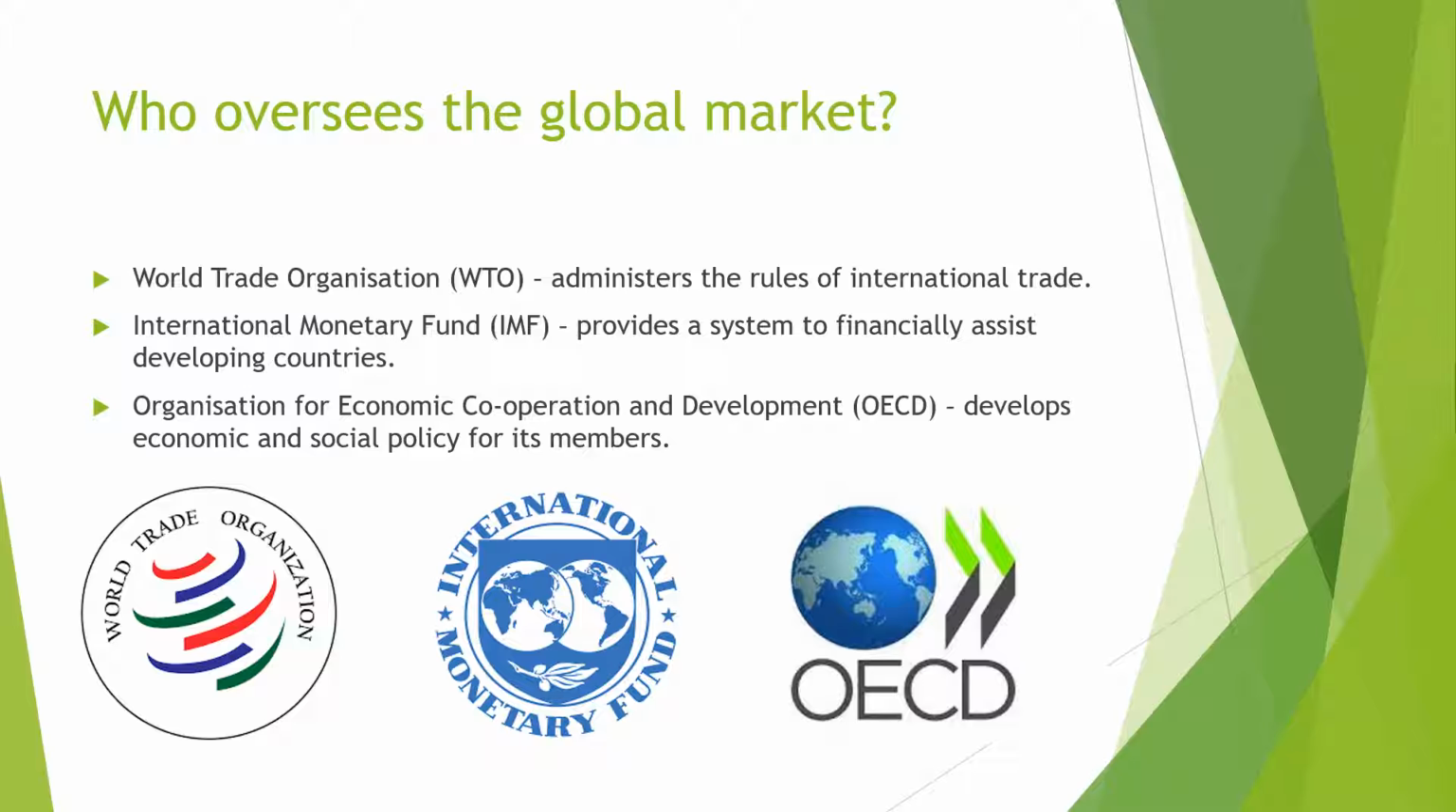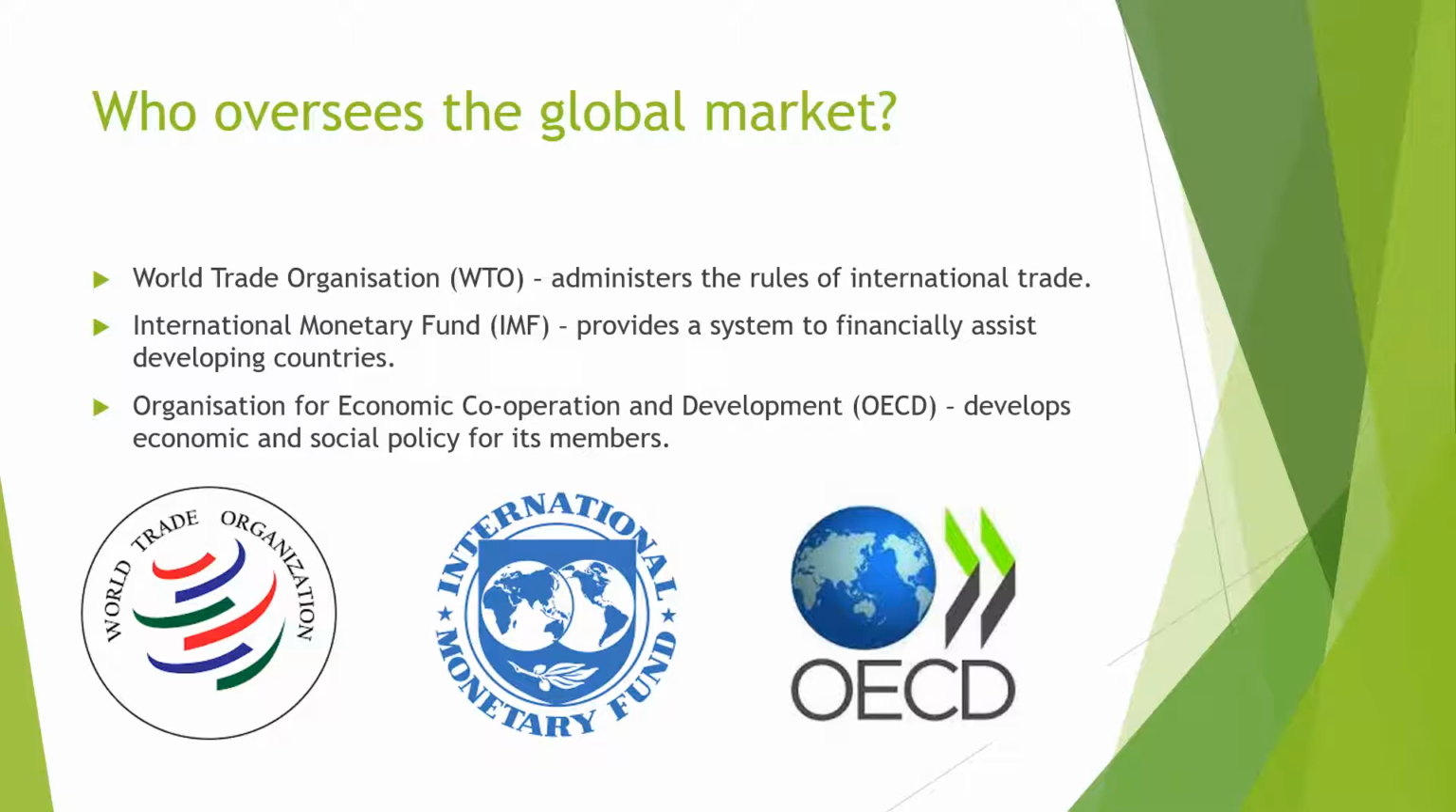A number of international organisations oversee the flow of goods, services and finance around the world. These include the World Trade Organisation, the International Monetary Fund, and the Organisation for Economic Cooperation and Development. The World Trade Organisation was established in 1995. It administers the rules of international trade. It is an influential organisation that has the power to rule on international trade disputes.